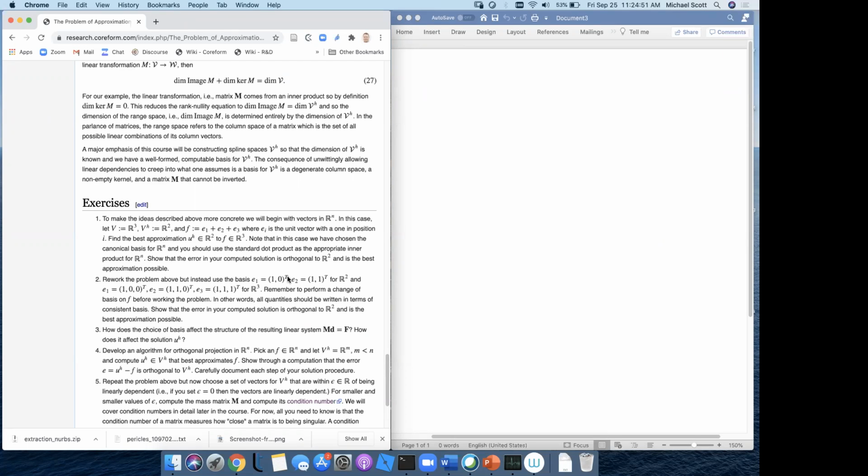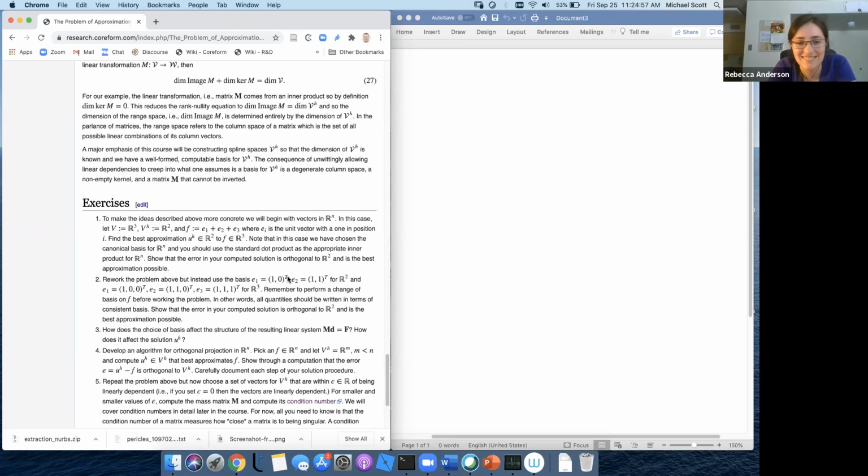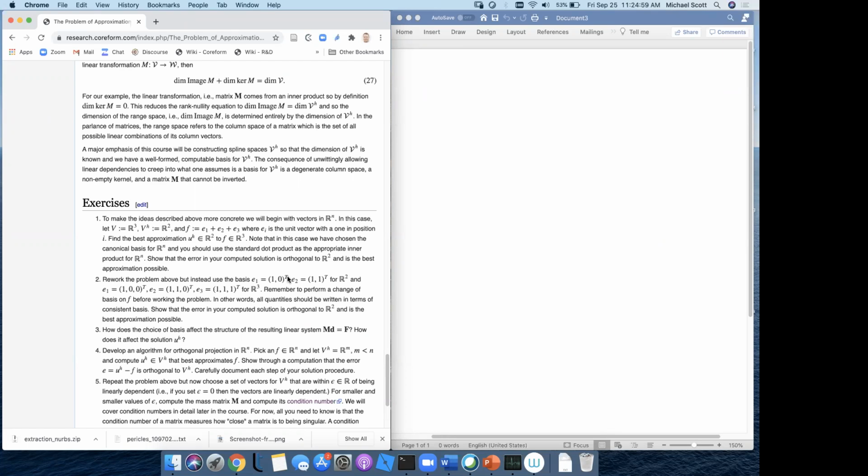It wouldn't make any sense because you can't equip Rn with an integral inner product. It would have to be a function space, like L2 or Hk. So the inner product has to be appropriate for the space, they go together as a pair. If you're dealing with Rn, the canonical inner product for Rn is the dot product.